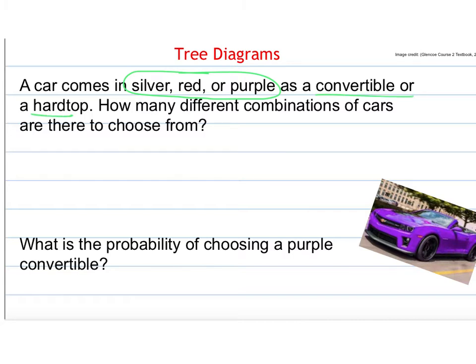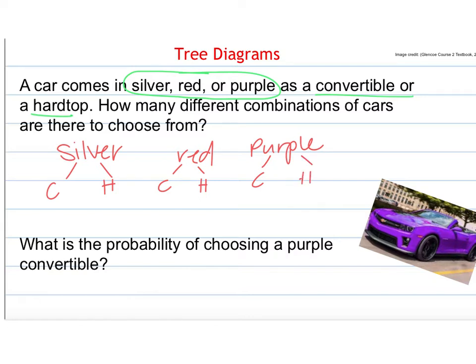So when I'm making my tree diagram, I'm going to start with the color options. So I could pick silver, I could pick red, or I could pick purple. Then after I've chosen my color options, I then either pick convertible or hardtop. So let's say I chose a silver car. From silver, I could get convertible or the hardtop. If I chose a red car, I could have picked convertible or hardtop. If I picked a purple car, I could have picked convertible or hardtop.